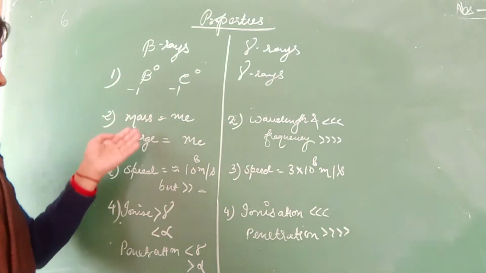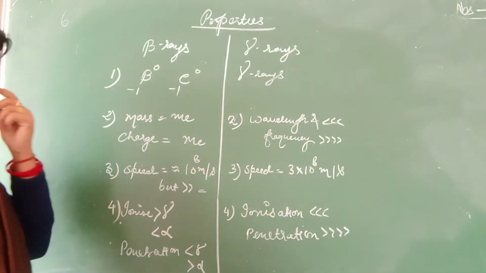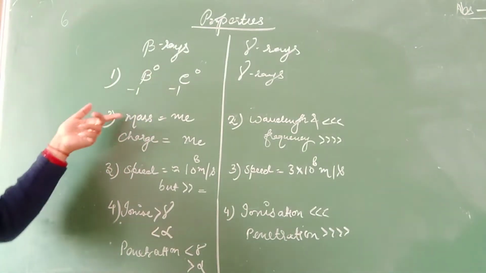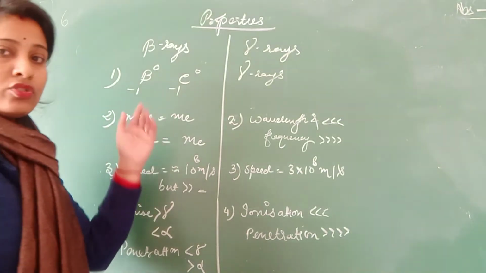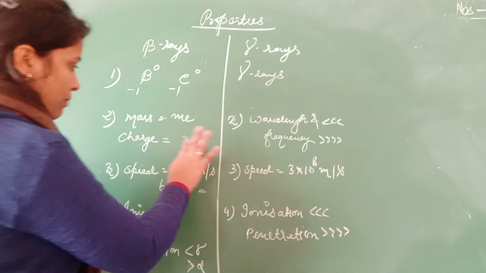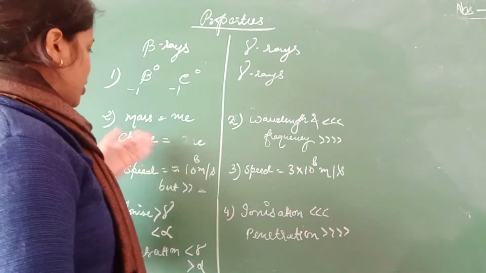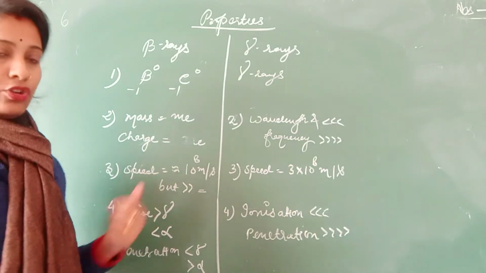Second is regarding the mass and charge. Since it is behaving like a negatively charged particle, that is the electron, its mass and charge are also the same as the mass of the electron and the charge carried by the electron. So the charge and mass are exactly the same as those of the electron.